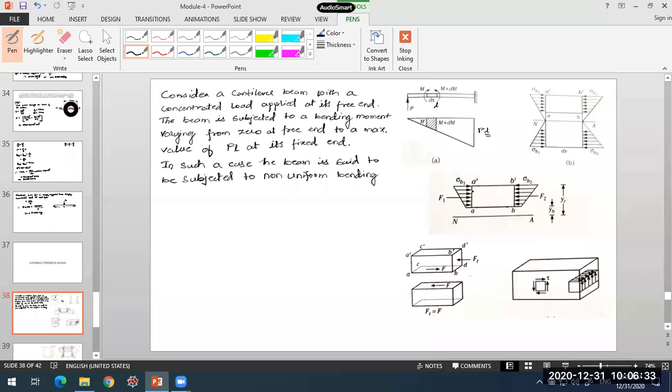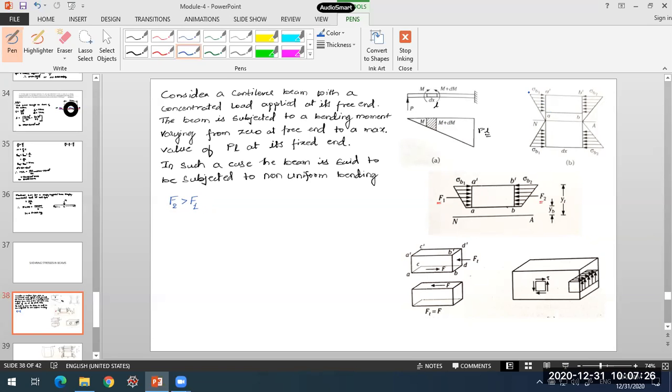Since there are stresses acting on these faces, they will also be subjected to forces. Say F1 and F2 are the forces acting on the two faces. On the left face the force is F1, which we can obtain by multiplying sigma b1 with this area. Similarly, F2 is the force acting on the right face. Clearly, what you can notice here is that F2 is greater than F1, because the bending moments are not the same. It is not constant: M and M plus dM, two bending moments. On the left face M, on the right face M plus dM, the bending moment has increased.